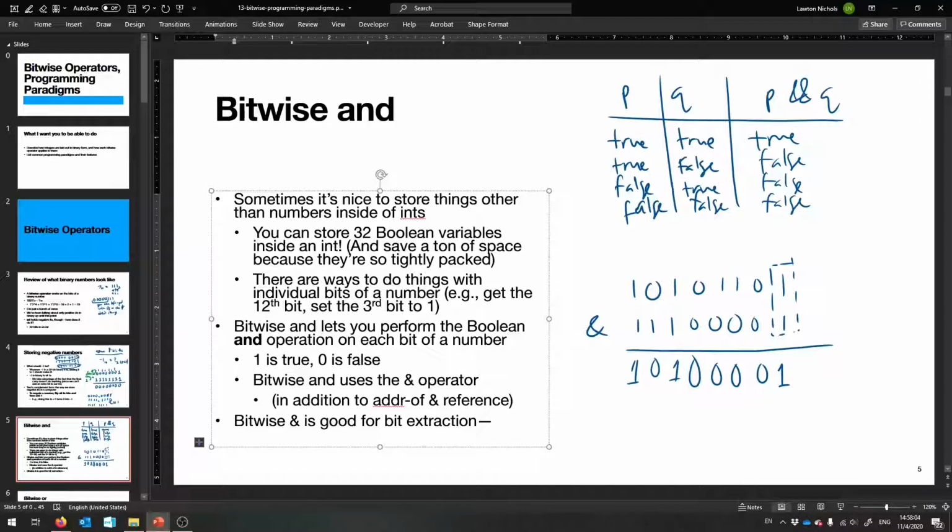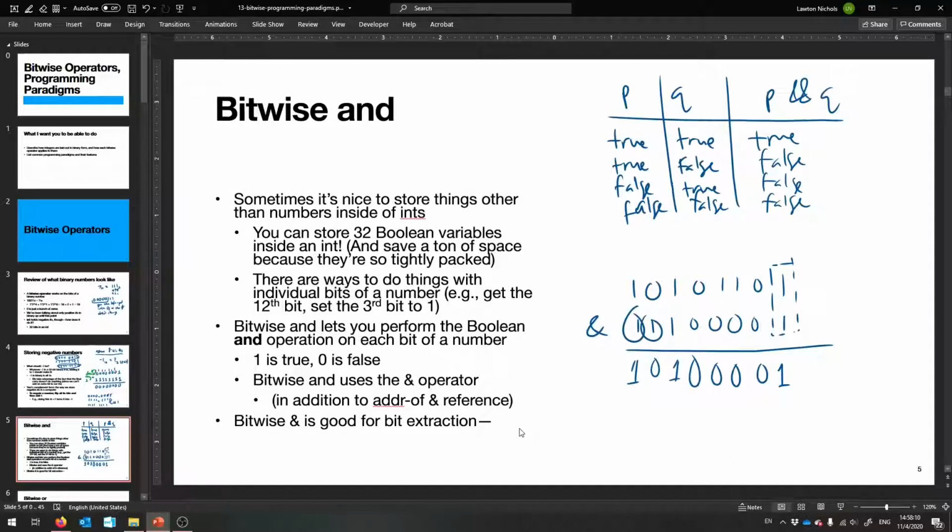You just give 1s in your second number where you want to extract the bits. Like I want to extract these first 3 bits here, and so if they're 1s, I will get them. If they're 0s, they'll become 0s still.